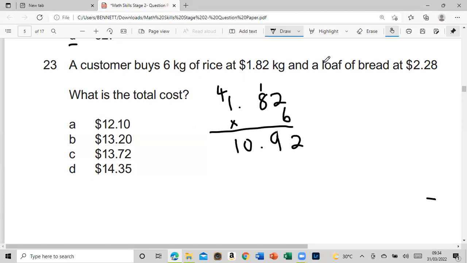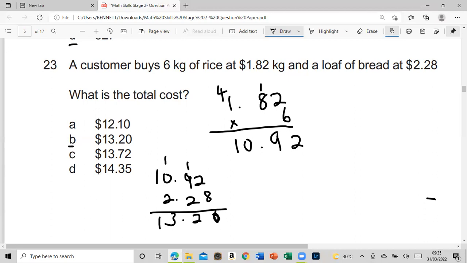And now we're going to add the bread to that. So remember, decimal point on a decimal point, so that's 92. It's 2.28. Alright, so we add 8 and 2, 10, 0 carry 1, 9 and 1, 10, and that 2. This was a 0. So we have $13 and 20 cents. So this would be B, right?